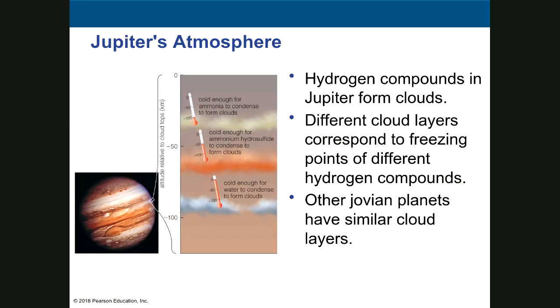So what's next with Jupiter? We can see the different colors in Jupiter's atmosphere. They correspond to the freezing points of these different hydrogenic compounds, all right? And other Jovian planets have similar cloud layers, all right? But we see that more hydrogen and helium are taken in by the bigger planets than the smaller ones. And again, there is something to be said for just sitting back and really looking at Jupiter. I mean, it's pretty amazing. You can see the red spot there.